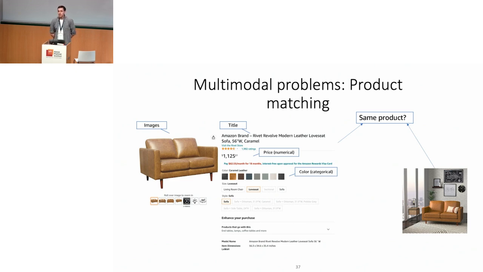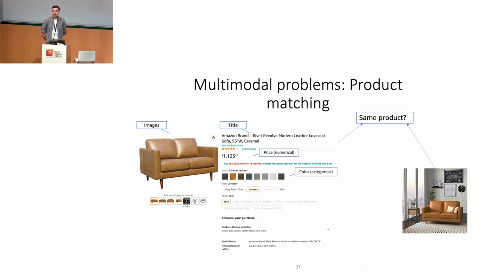To give one example of such a multimodal problem, we can look at the problem of product matching that Amazon has to deal with quite frequently. So Amazon has a huge catalog of products available on the website, and for each of these products, we have different attributes. We have, of course, the title of the product, which is text. We have pictures that are images, and we also have a lot of other features, such as maybe price, a numerical attribute, or categorical features for the different model types.